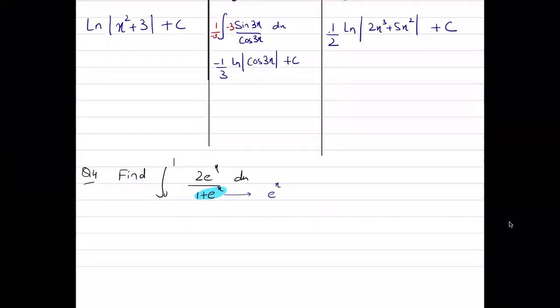So to eliminate this, I can take 2 outside the integration sign. Then I'm going to get e to the power of x over 1 plus e to the power of x from 0 to 1. Then you can integrate this by saying that the differentiation of the denominator is present in the numerator. So the integration of such a function is going to be ln of the denominator. And since the limit is given, you can apply the limits 1, 0.